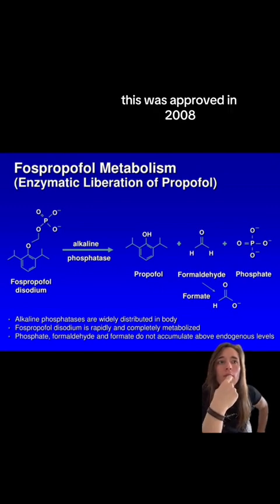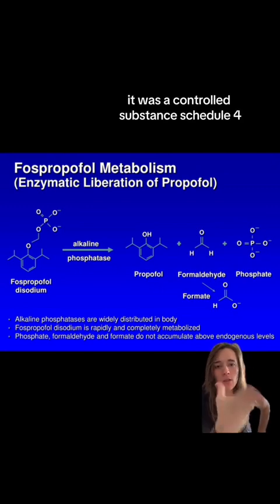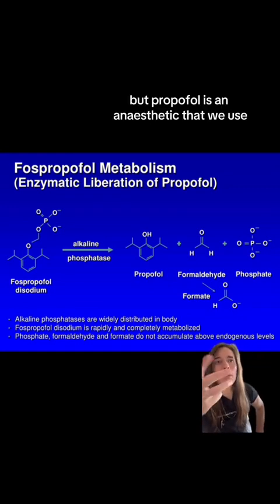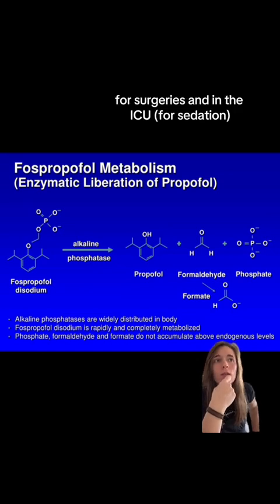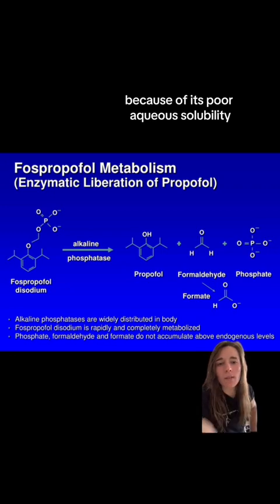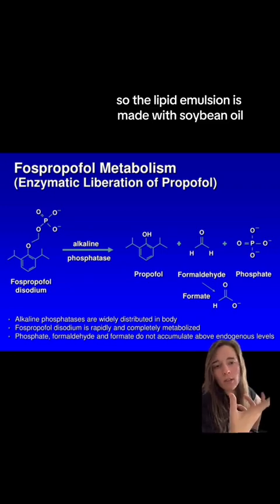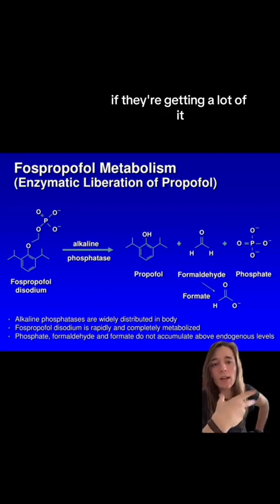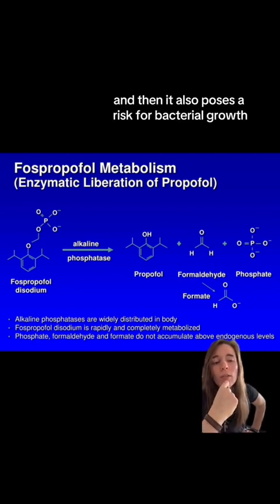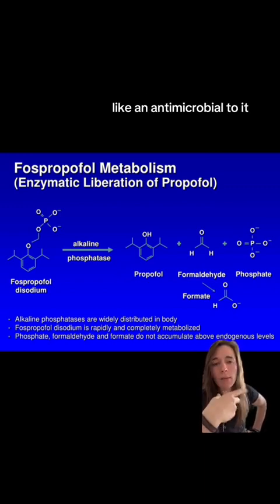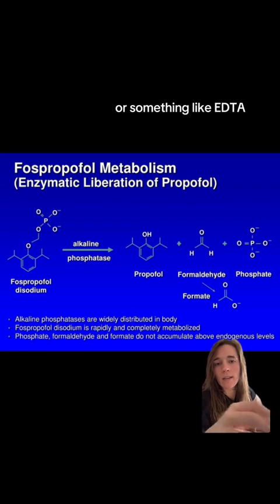Another example is fospropofol, or Lusedra. This was approved in 2008. It was a controlled substance, Schedule 4, which I thought was interesting since propofol is not a controlled substance. But propofol is an anesthetic that we use for surgeries and in the ICU. It comes as a lipid emulsion because of its poor aqueous solubility. So the lipid emulsion is made with soybean oil, and then it can also increase a patient's lipids if they're getting a lot of it. And then it also poses a risk for bacterial growth. So what we usually do is we add an antimicrobial to it, something like EDTA.